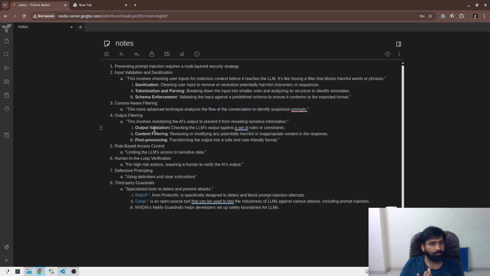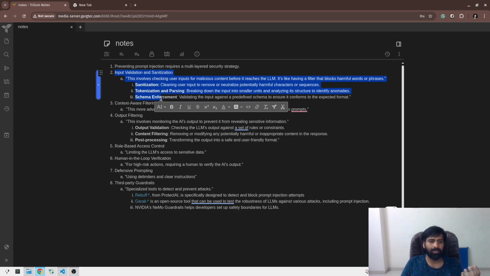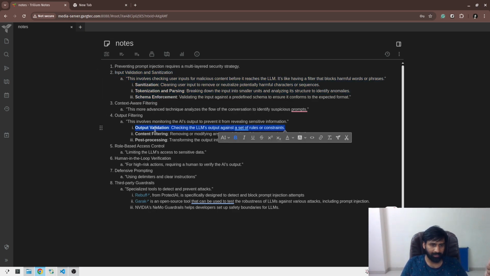Then there is output filtering. What output filtering ensures is that your LLM doesn't spit out information which it is not supposed to. Even if you have input validation in place, there might be some chances that an attacker ends up bypassing this security layer. So output layer filtering, validating what data is going out of the LLM before it actually reaches the end user, is very, very crucial. Basically, output validation means checking the LLM's output against a set of rules and constraints.